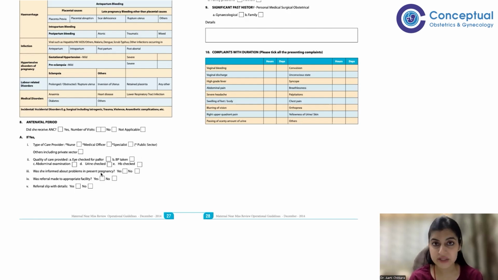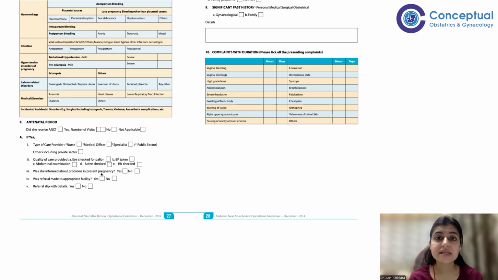These are questions which only a woman who is alive can answer. Suppose it is a maternal mortality, you might not be able to check half of the information. Because it was a near miss, you can ask the woman directly whether she was given such kind of care. Was referral made to the appropriate facility or not? Was a referral slip with details available? What was the reason? Was it lack of awareness, lack of accessibility, lack of funds, lack of an attendant?